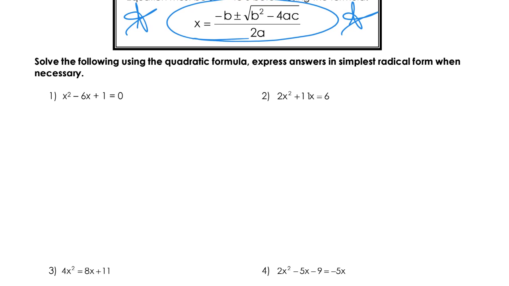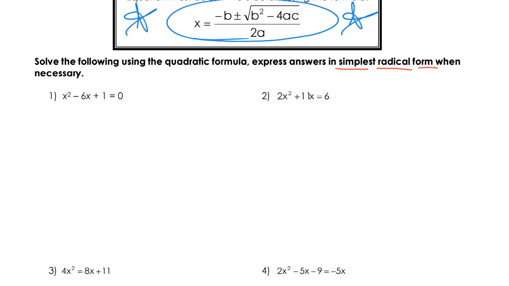So here is how we do it. I usually do a 4-step process. I plug in, clean up all the stuff underneath the radical. Then, because most of the time the directions will say simplest radical form, we will simplify that radical, and then we will simplify our final answer, which is the fraction. All right, so here we go.